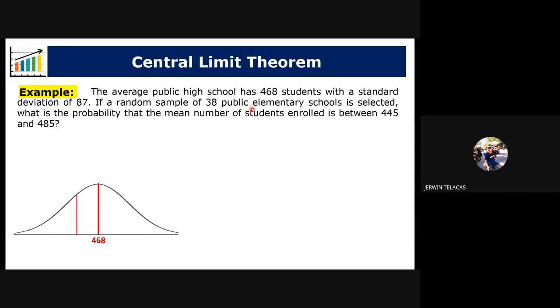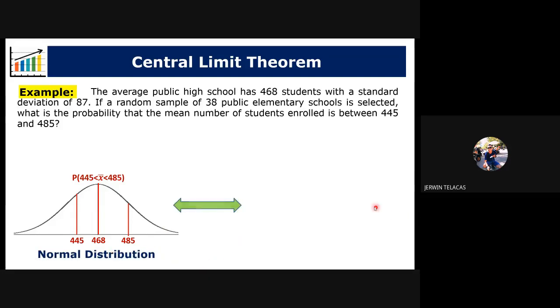Okay, let me just illustrate. The mean or the average is 468, and we are looking for the probability between 445 and 485. Ito siya. So again, 445, we can see that at the left of 468, while 485 is located at the right side of 468. And in symbol, we have here P of X bar, the sample mean greater than 445 but less than 485. So yun yung normal distribution yan.